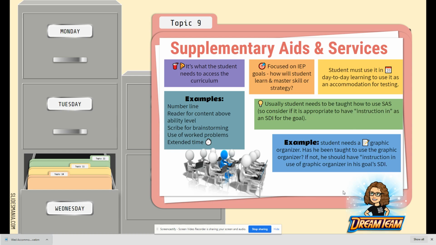So if you'll notice the example in the bottom blue box, if a student needs a graphic organizer in the 5th grade, then we're thinking through, has he been taught how to use a graphic organizer? And he might have been, in the 1st and 2nd grade. But in the 5th grade, maybe the graphic organizers are very different or have advanced features. So if the student hasn't been taught how to use that, then we might want to consider if the student needs specially designed instruction in the use of that graphic organizer.